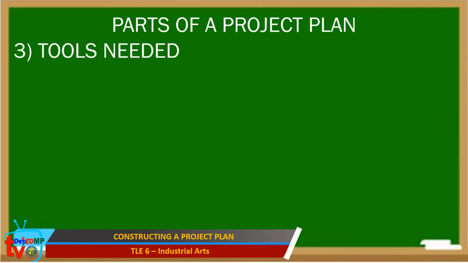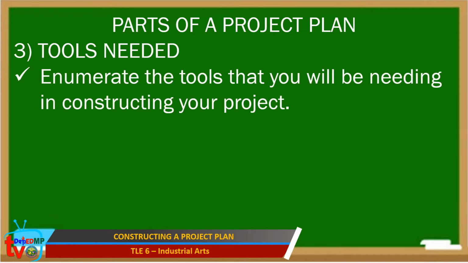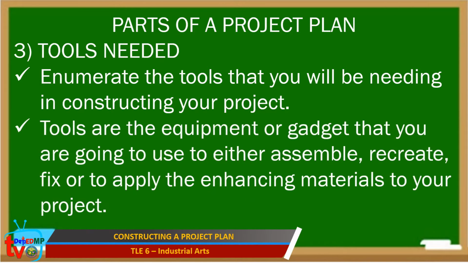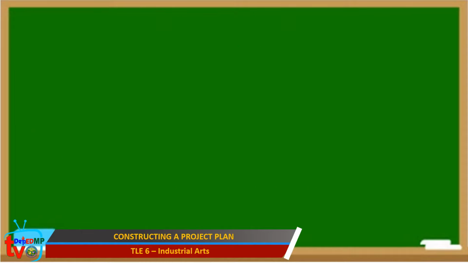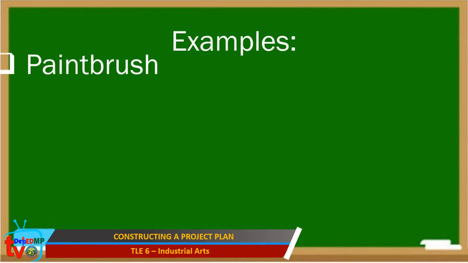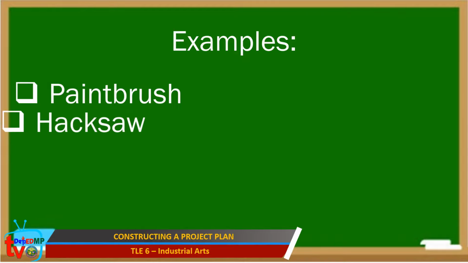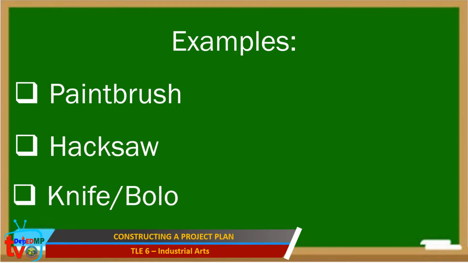On the third part of the project plan, you list the tools needed. Enumerate the tools that you will be needing in constructing your project. How are tools different from materials? When we say tools, we are referring to the equipment or gadget that you are going to use to either assemble, recreate, fix, or to apply the enhancing materials to your project. For example, we have paintbrush, hacksaw, and knife or bolo.